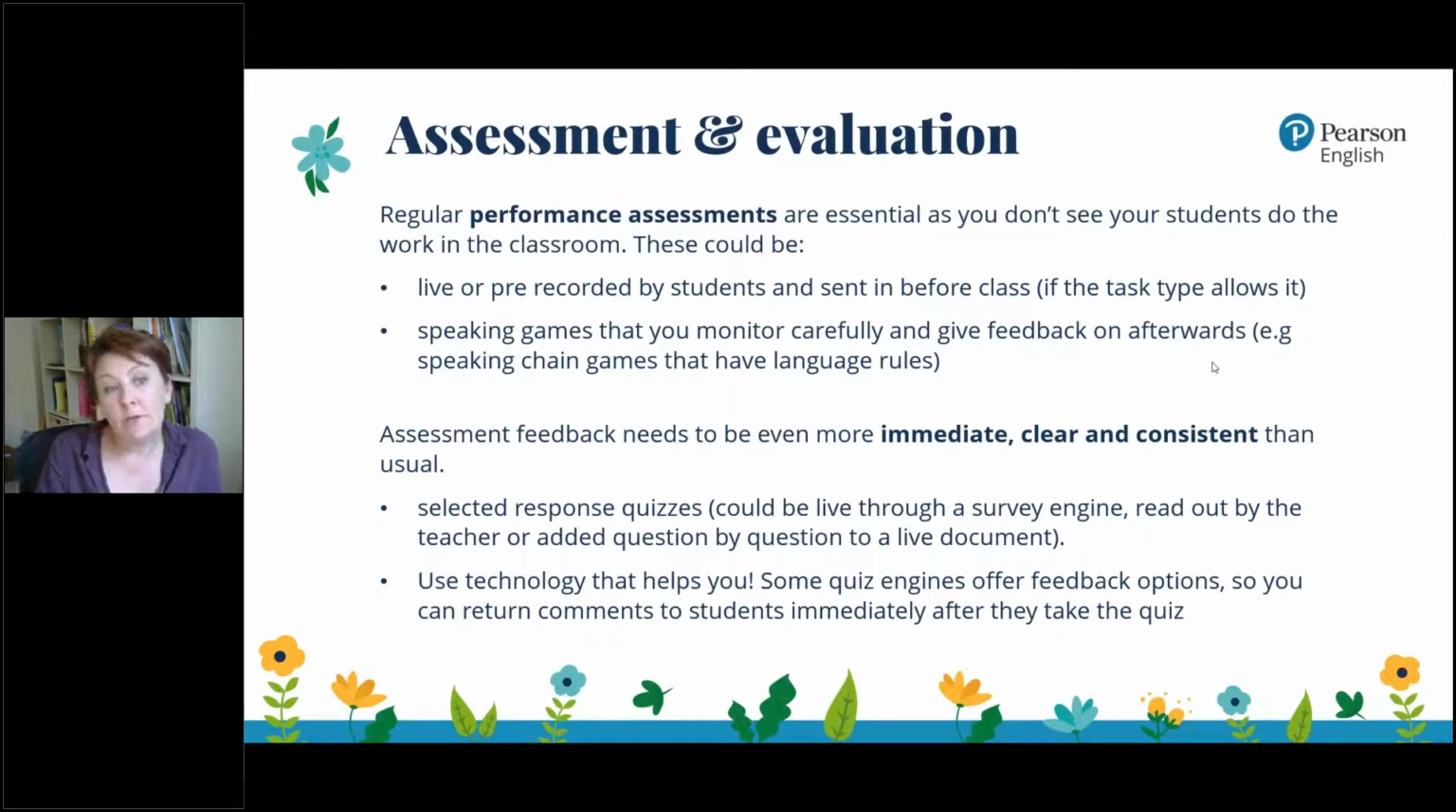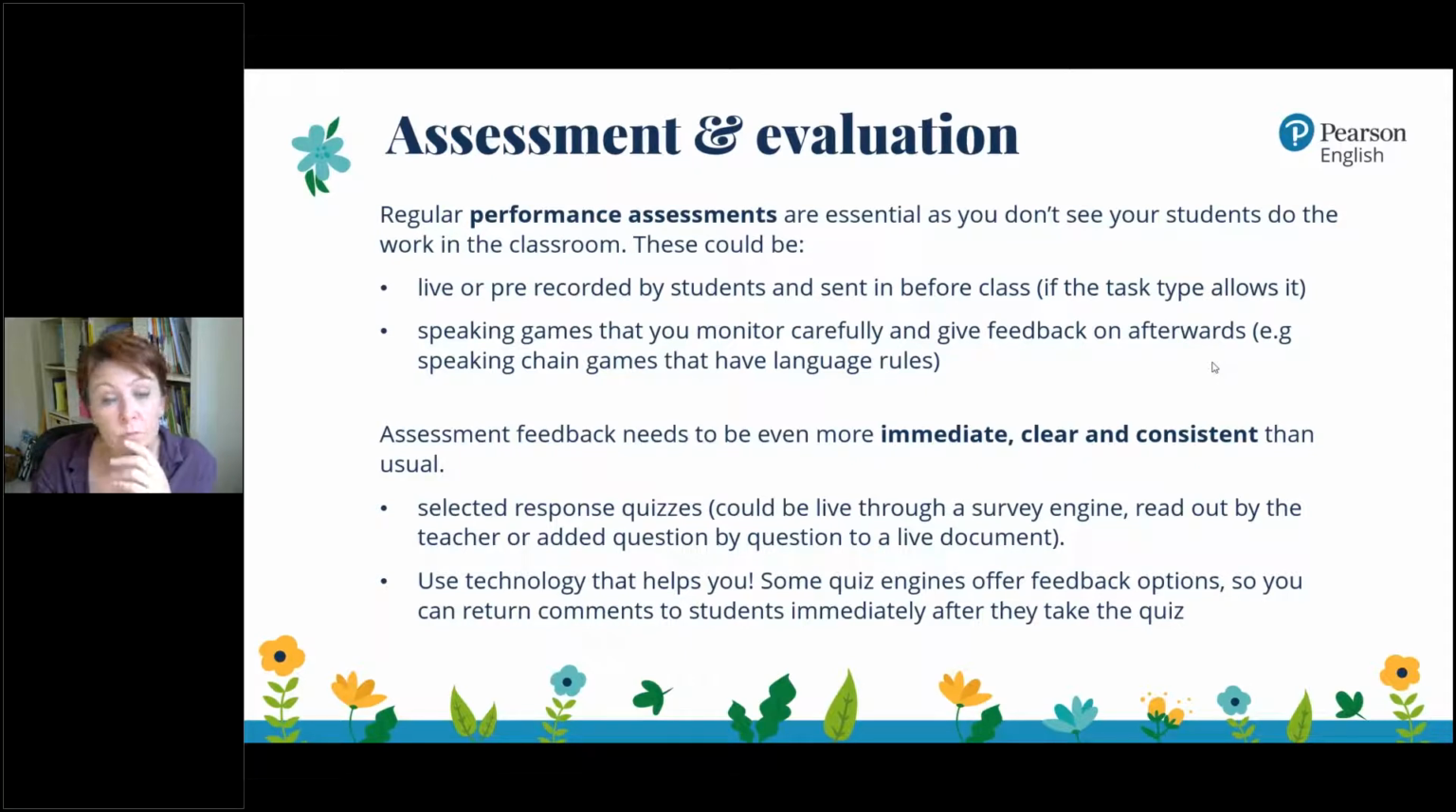Okay, so assessment and evaluation, regular performance assessments are essential. So this is what I was talking about earlier when I mentioned those productive skills, speaking and the writing that we know students find difficult. We know that that's probably for most students around the world, actually, some of the hardest parts of English in general, and certainly high stakes tests.